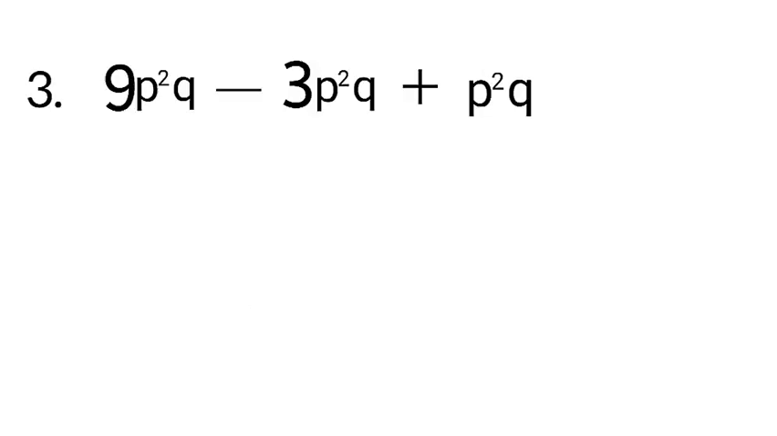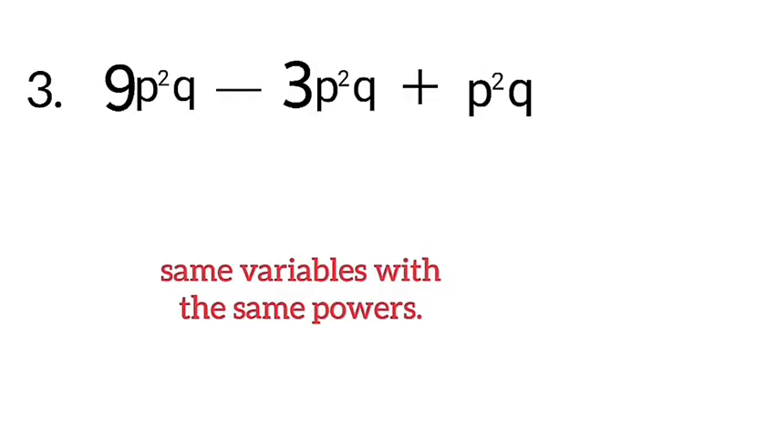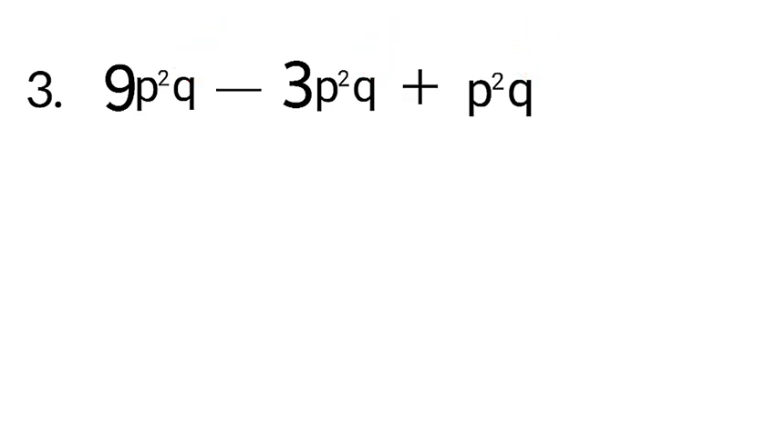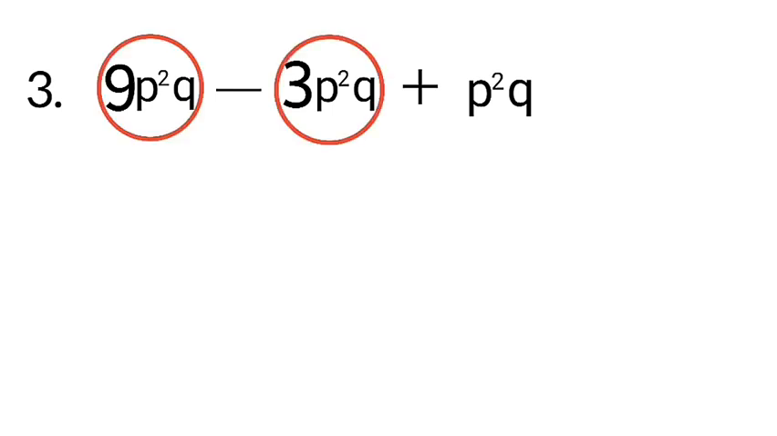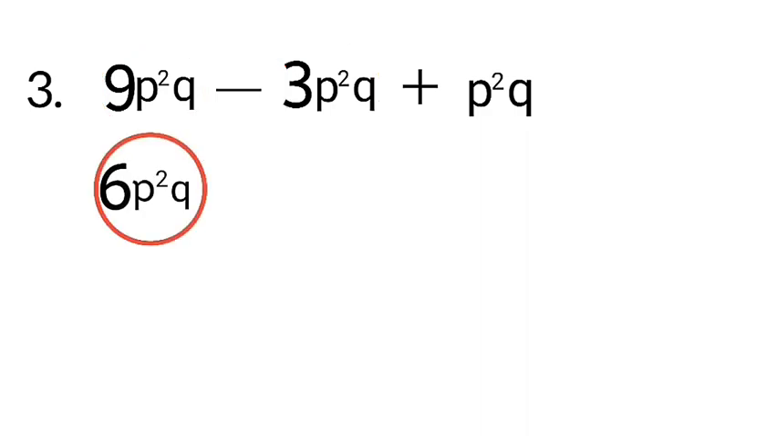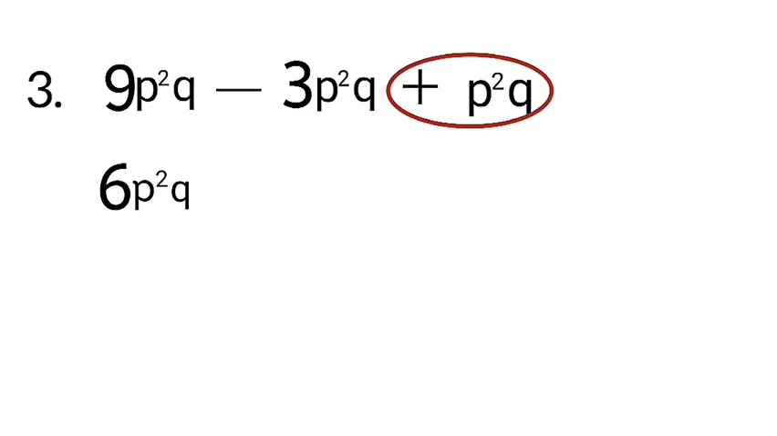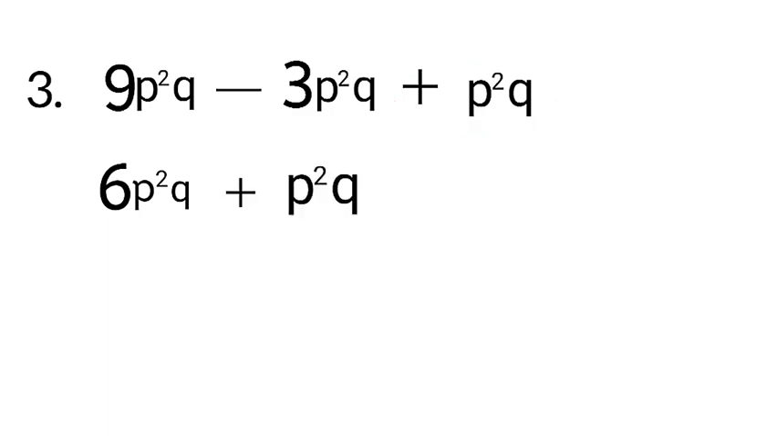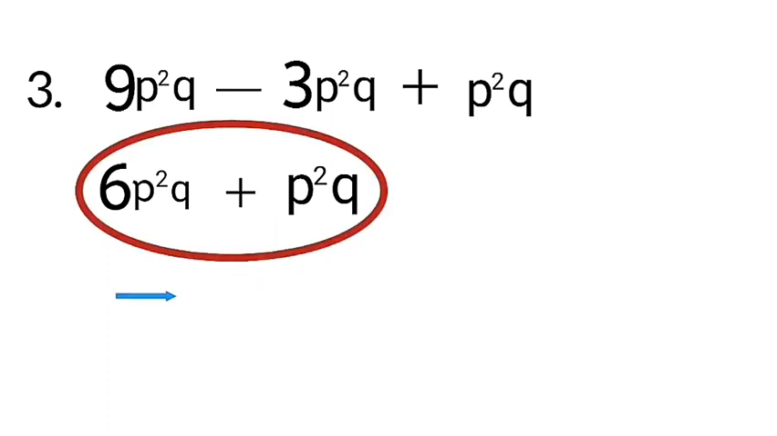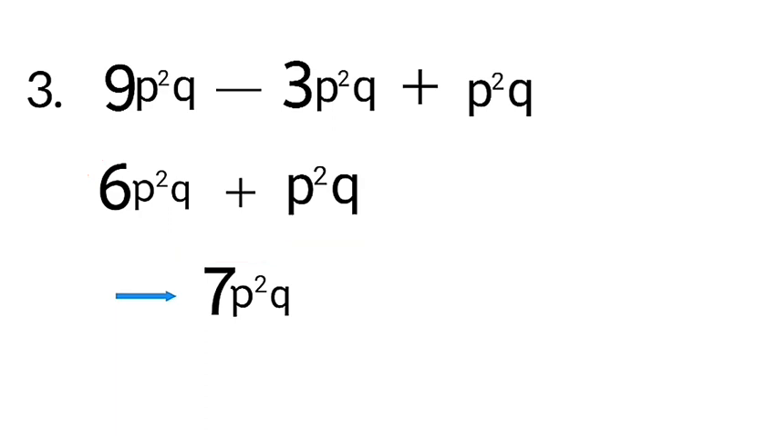Question 3. All the terms have the same variables with the same powers. The p's have powers of 2 and the k's no power, so power of 1. Add or subtract the terms as shown in the question. 9p squared k minus 3p squared k is 6p squared k. Then 6p squared k plus p squared k, or 1p squared k. This is because its coefficient is 1. This gives us 7p squared k. The final answer is then 7p squared k.